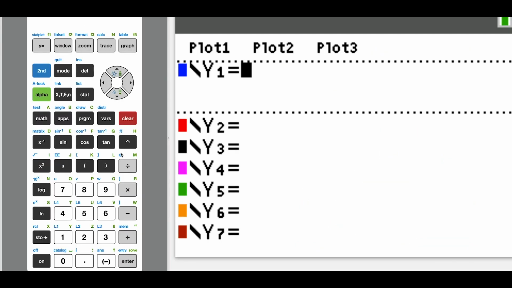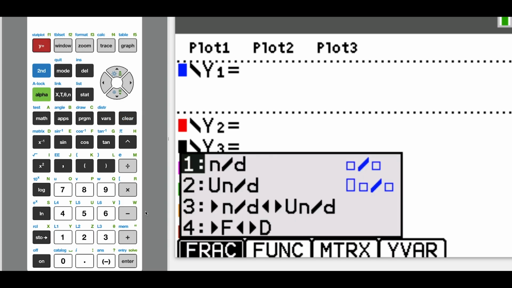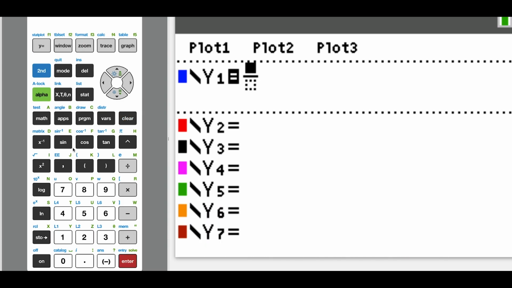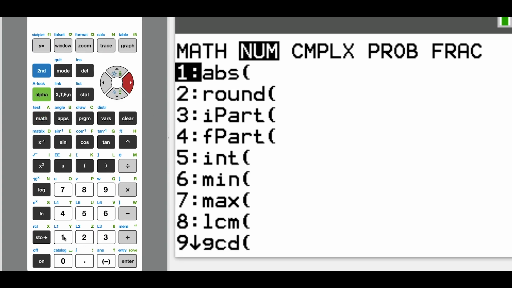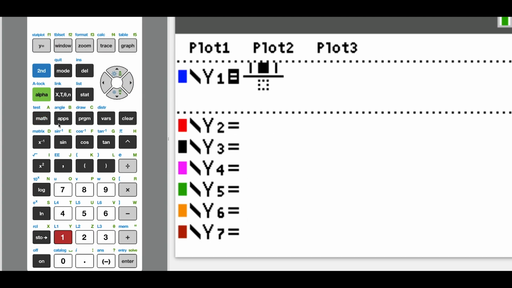Okay, so let's take a look at a graph of the function f of x. To type in this fraction, we have alpha y equals, enter. And we're looking at absolute value x. So we press math, scroll over to number, and option 1, ABS, is for absolute value. So we type in our x, and then next to x, we have parentheses x minus 3. And in our denominator, we have 9 minus x squared.